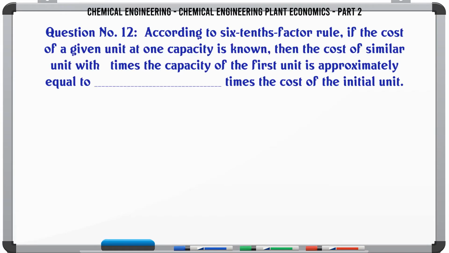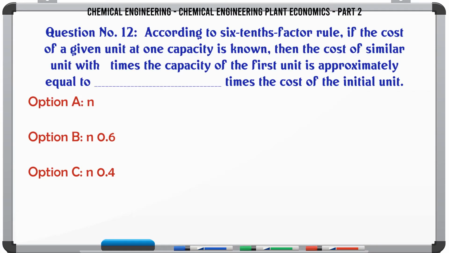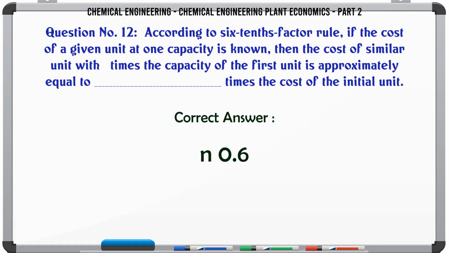According to the 6/10 factor rule, if the cost of a given unit at one capacity is known, then the cost of a similar unit with n times the capacity of the first unit is approximately equal to _ times the cost of the initial unit. A. n. B. ln 0.6. C. ln 0.4. D. n^0.6. The correct answer is n^0.6.